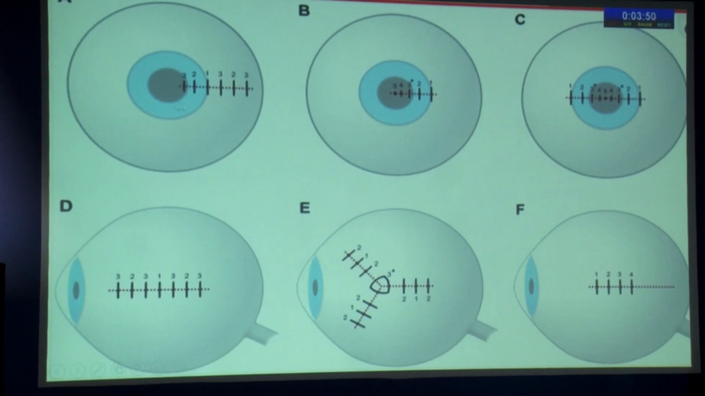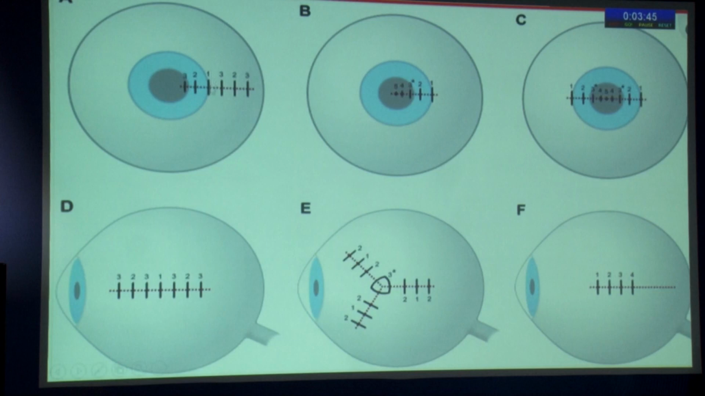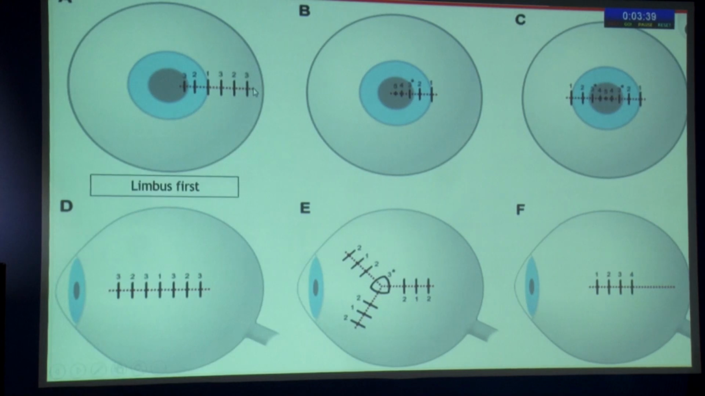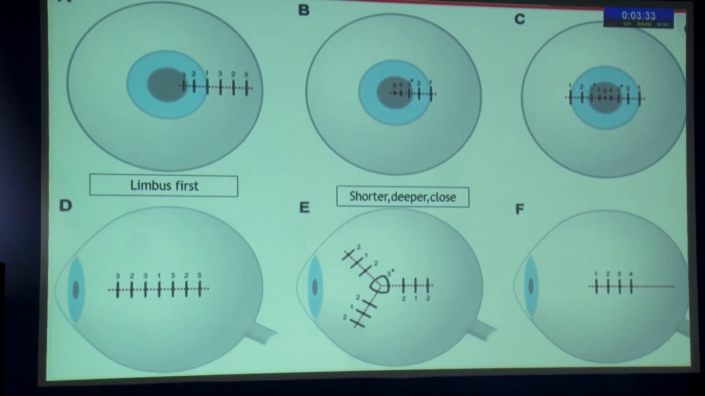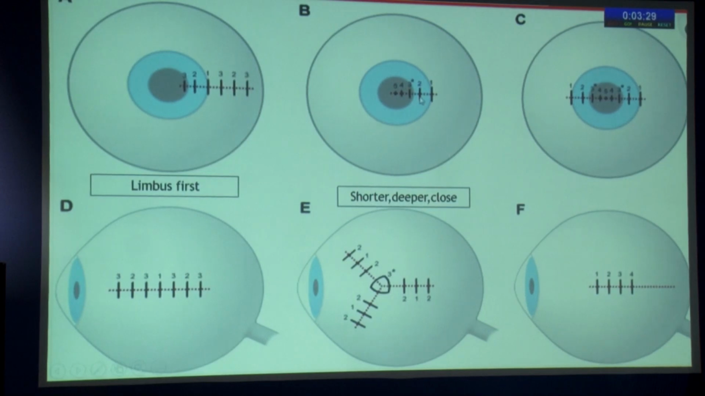Here you can see this is a corneoscleral laceration. We should always do limbus repair first and then go ahead with the corneal laceration and then proceed with the scleral laceration. So limbus should be repaired first. This is a point to be remembered. And in case of only corneal laceration, start from the limbus and go towards the cornea, towards the center of the cornea. As we go towards the visual axis, the suture should be shorter, deeper, and should be closely spaced.